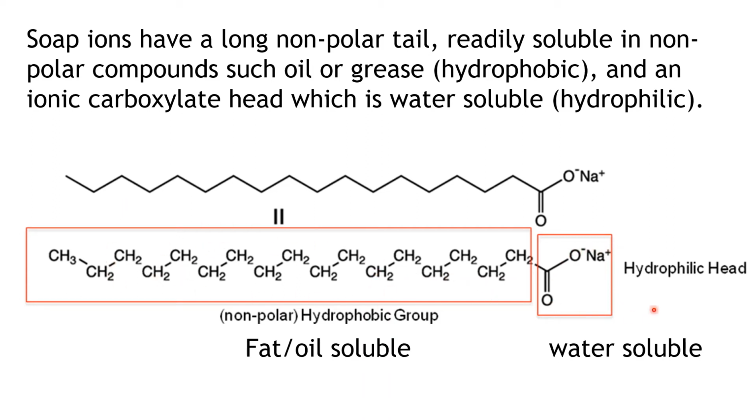You can see this part of the molecule has got a negative charge and a positive charge, so we've got quite a polar group here. This part here will be water soluble. Remember, like dissolves like, polar dissolves in polar, so this part of the molecule will dissolve readily in water. So to summarize, soap ions have a long non-polar tail, which is readily soluble in non-polar compounds such as oil or grease. We say they're hydrophobic, and an ionic carboxylate head, which we say is hydrophilic, i.e. water liking, and this is water soluble.